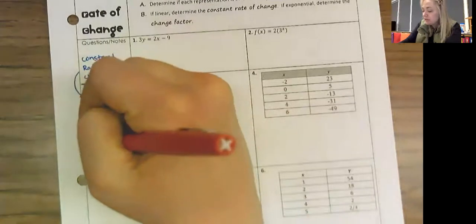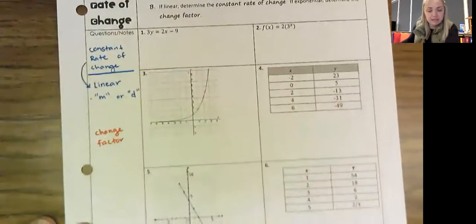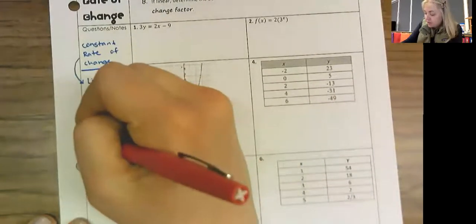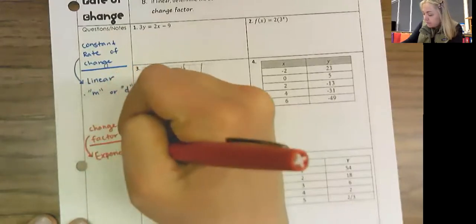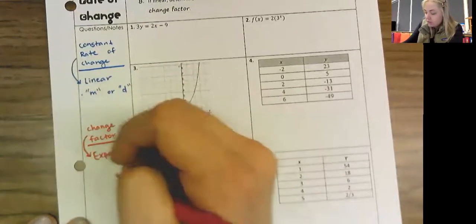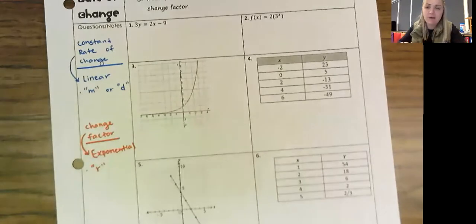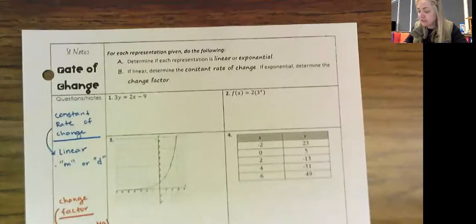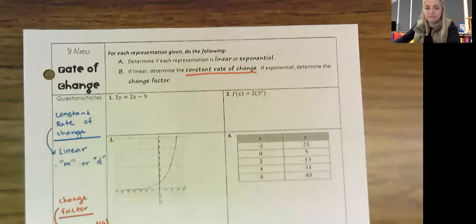When you see the term change factor, that word factor often means a multiplier. So a change factor is going to go with an exponential function. And you are going to see the letter R. That's our constant multiplier. That's from our arithmetic versus geometric unit. Okay, so let's look at problem number one. It's asking you to determine if it is linear or exponential, and then you're going to find the constant rate of change or the change factor. Okay.